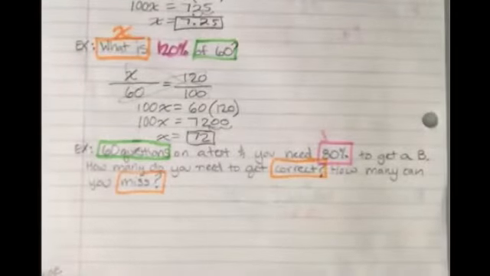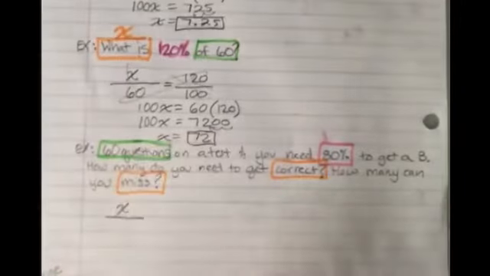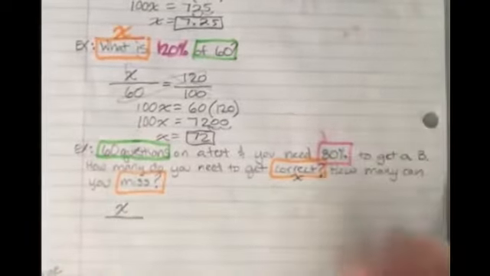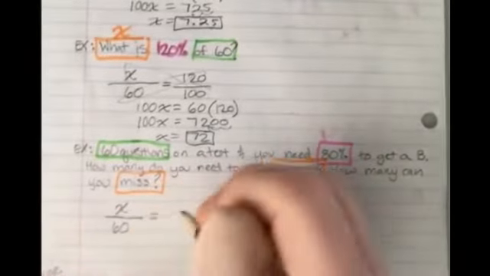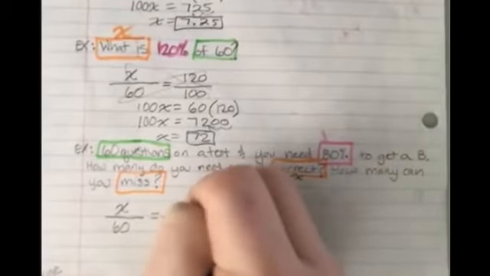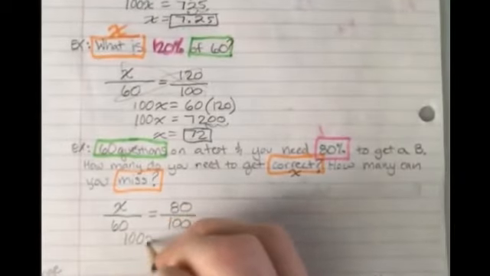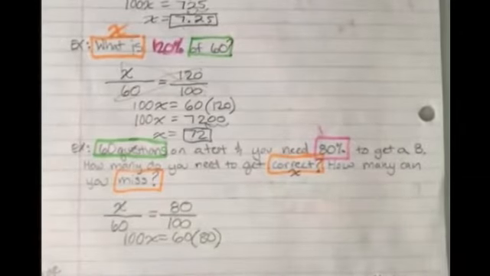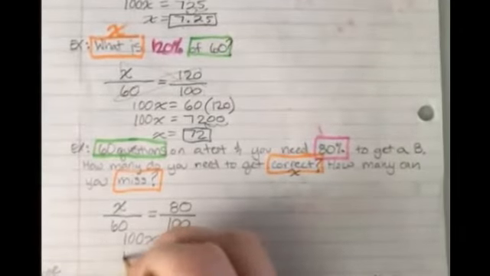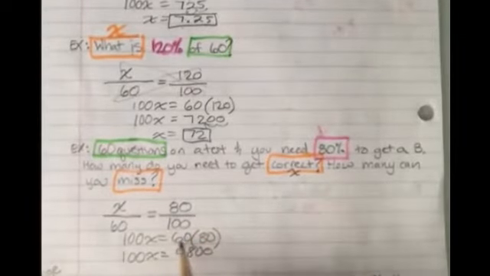Okay, so what we have to do is put x over, because the missing and the correct, those are your x's. So this one here means correct. Over 60 equals 80 over 100. Now cross product, so it's 100x equals 60 times 80. Then when you multiply this, you should get 100x equals 4,800. 0 times 0, that's 2 zeros. 8 times 6, 48.